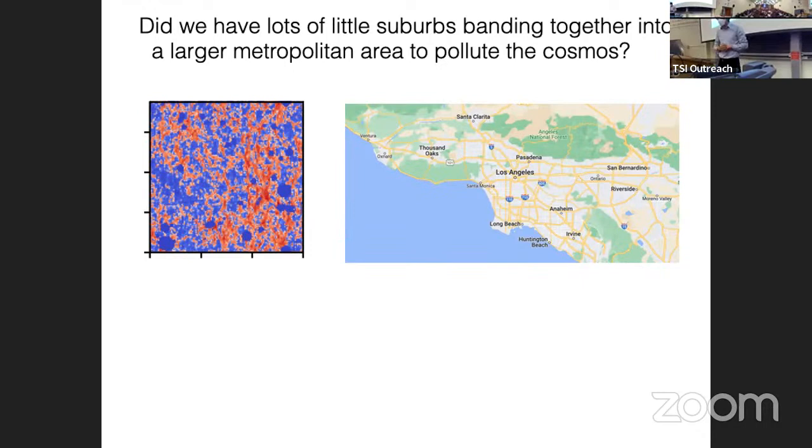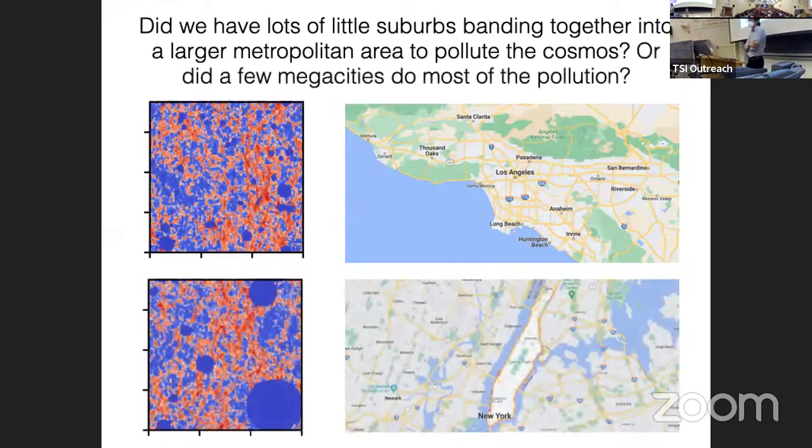Okay. That could be how the universe operates when the first galaxies are forming, or it could be like New York, right? New York is more like a megacity. It's not just suburbs smushed together, right? And if the pollution by the first galaxies were more like New York, you'd have basically fewer of these pollution bubbles, right? But each one would be bigger. So this can teach us, for instance, whether the first generation of galaxies is dominated by lots of little guys or just a few big monsters.